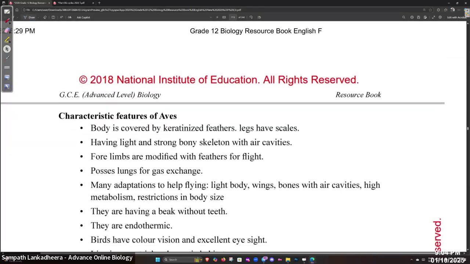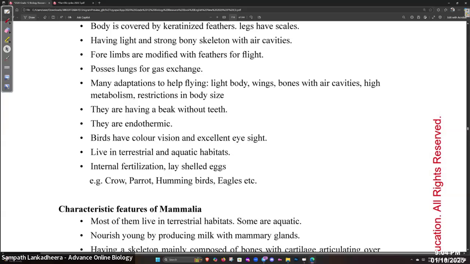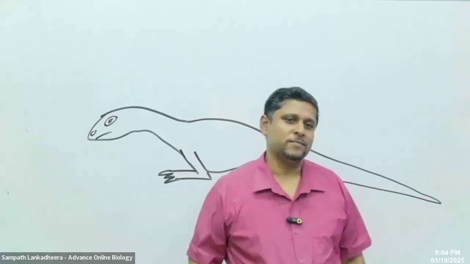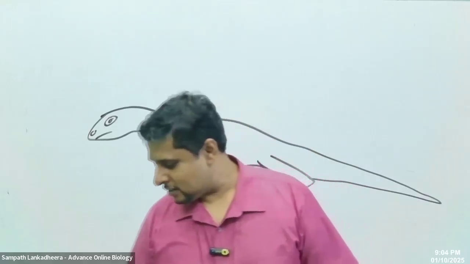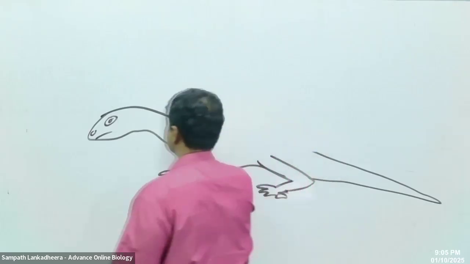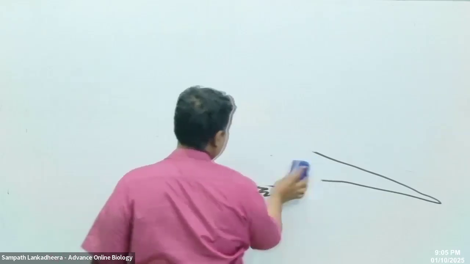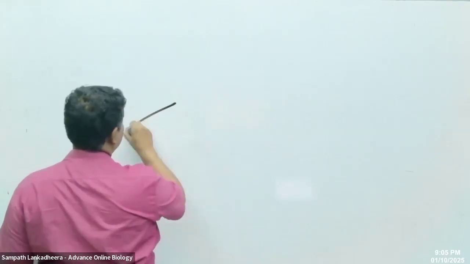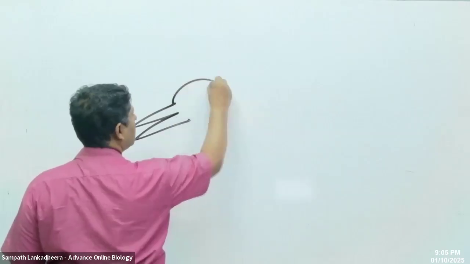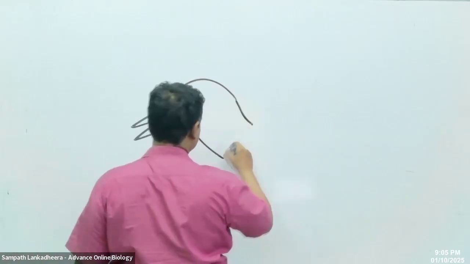Moving to the next, characteristics of aves. Aves, birds. What can you say about the bird features? Birds have evolved from reptiles. Marine, freshwater, terrestrial members are present. No teeth.